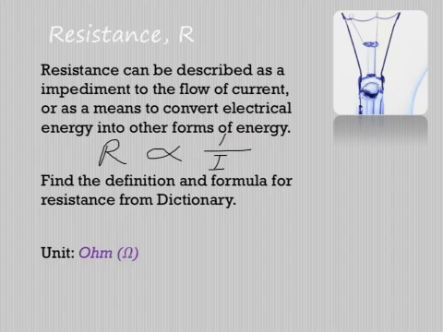Another way of looking at resistance is as a means of converting electrical energy into some other forms of energy. In the case of a light bulb, electrical energy is converted into light and heat due to the high resistance of the filament inside the light bulb.